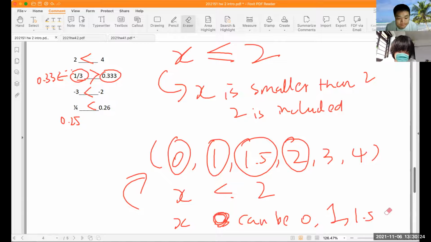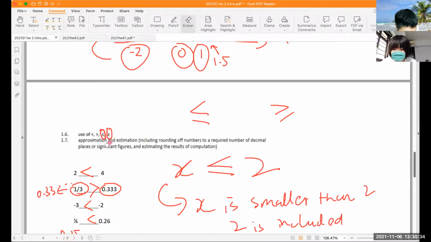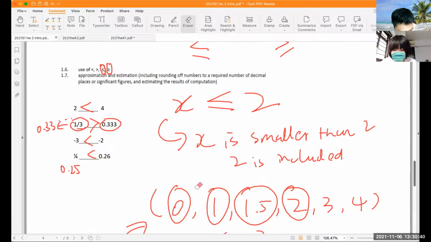Make sense? Yes. That's the meaning of this sign with an equal sign. All right, so very simple. So we have covered 1.6. So last one, 1.7, approximation and estimation.